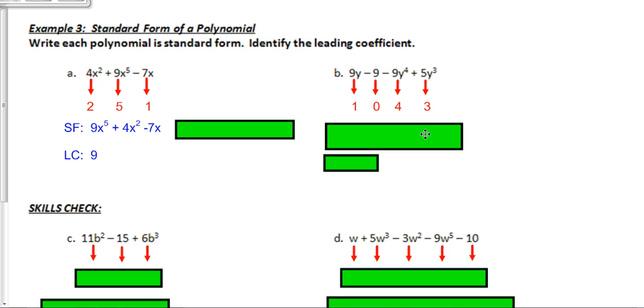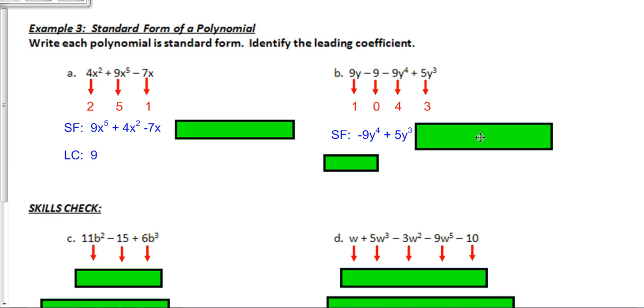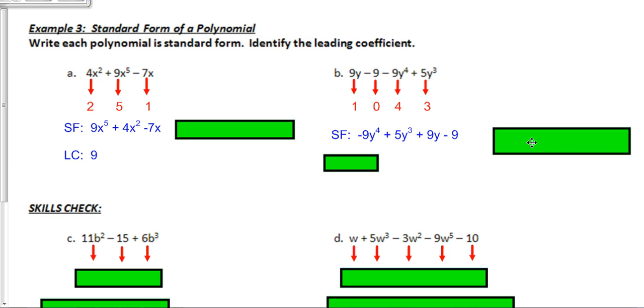Again, putting things into standard form, you're going to write it by its highest degree. So negative 9y to the 4th is the highest degree. That needs to come first, followed by plus 5y to the 3rd. And then we'd have a positive or plus 9y, followed by our constant minus 9. The leading coefficient here would be negative 9.